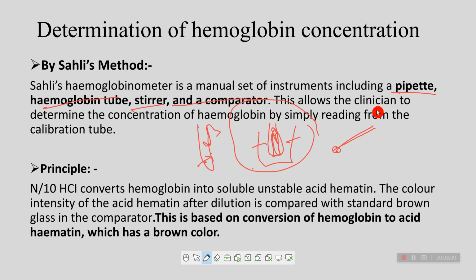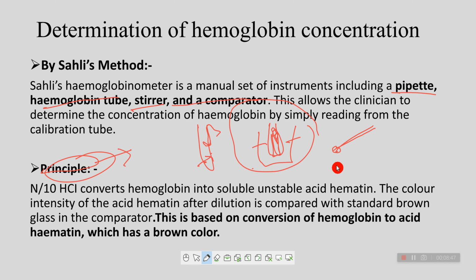It is known as Sahli's method because it was invented by a scientist, Sahli. So this is a manual method of determination of hemoglobin concentration. This method can be performed anywhere but in the presence of sunlight or ample light. Alright, so what is the principle of this method? Let's focus on the principle, how it works, how the hemoglobin concentration is measured by this method.